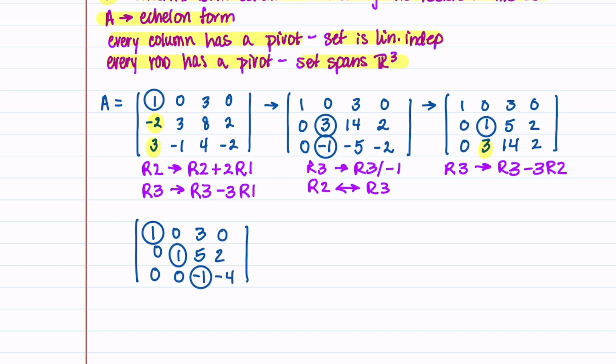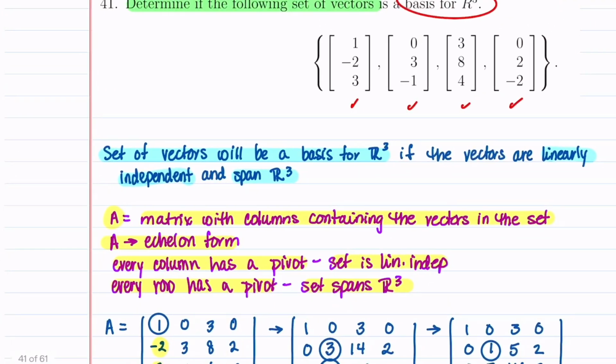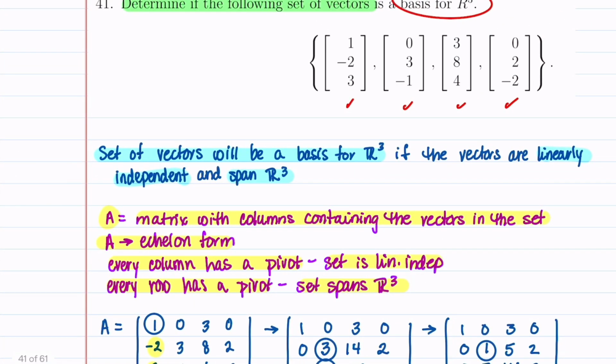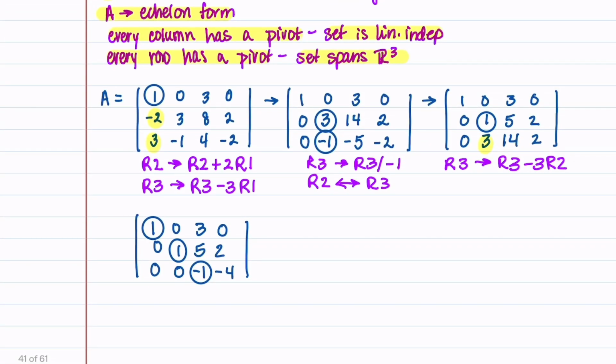And now let's go back and find out exactly what we're asked to solve for. Often when I get done with a row reduction, I'm like, oh my gosh, what were we actually solving for? So what we're doing is we're trying to determine if this set of vectors is a basis. So we have to check if every row and column has a pivot. So let's look at our rows first. I'll go ahead and highlight those in green. And you can see that every row has a pivot.